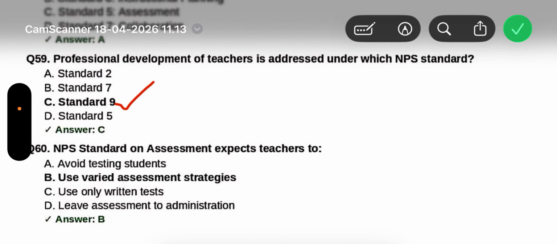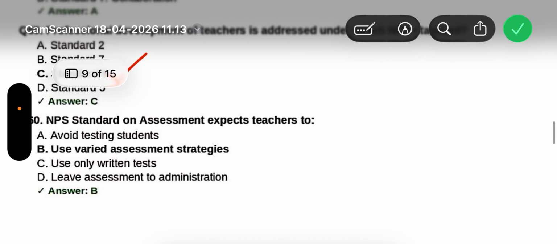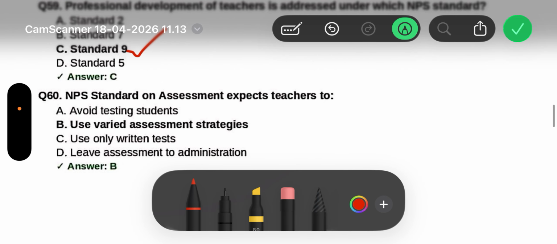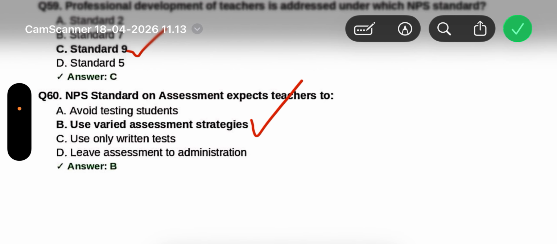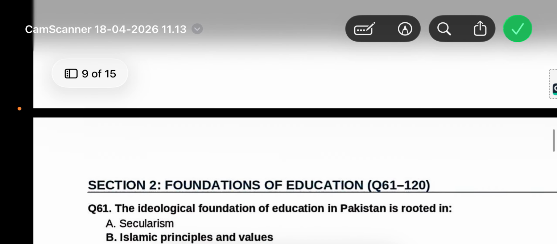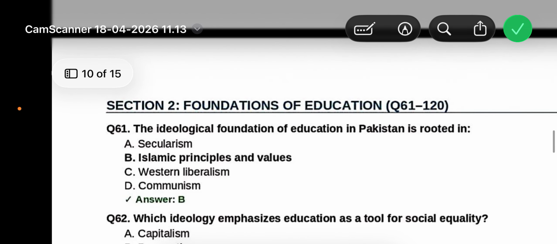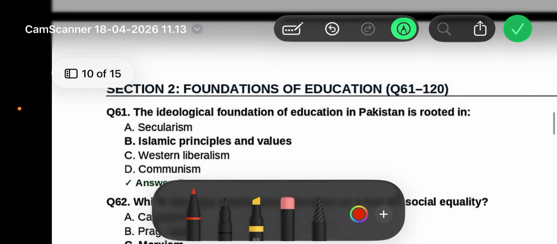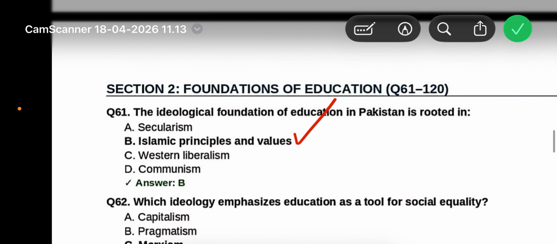Question number 60. NPS standard on assessment expects teachers to use varied assessment strategies. Now section 2 focuses on foundations of education. Question number 61. Ideological foundation of education in Pakistan is rooted in Islamic principles and values.